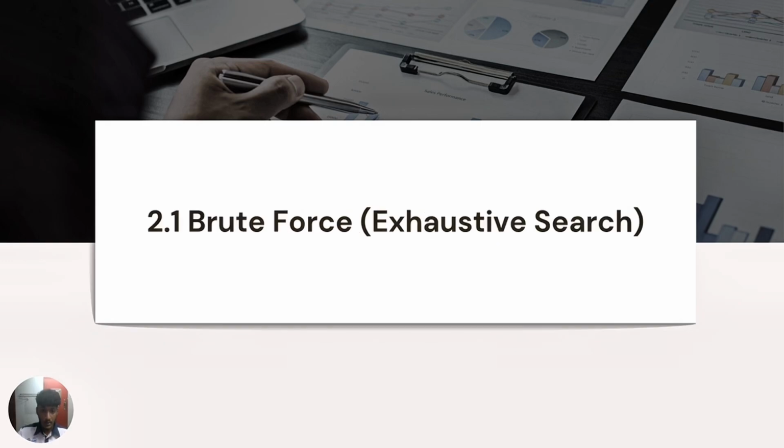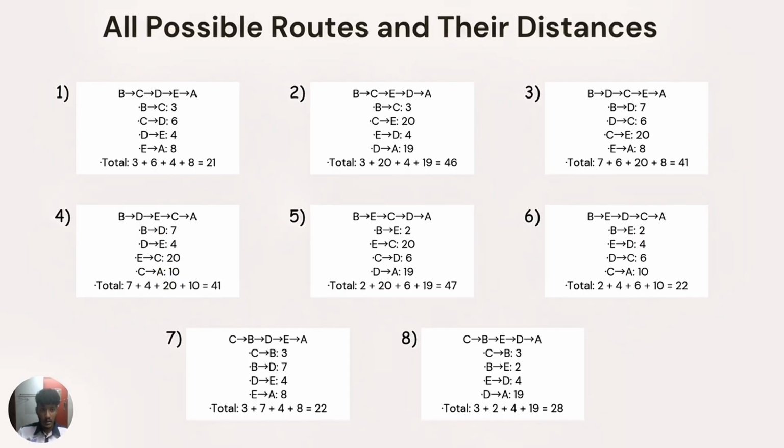First, I will present the brute force, the exhaustive search. These are all the possible routes and their distances. There are 24 possible routes. So we go for the first one. The first one is from B to C, D, E, A, and the total is 21. We can see that B to C is 3, C to D is 6, D to E is 4, and E to A is 8. So the total is 21.